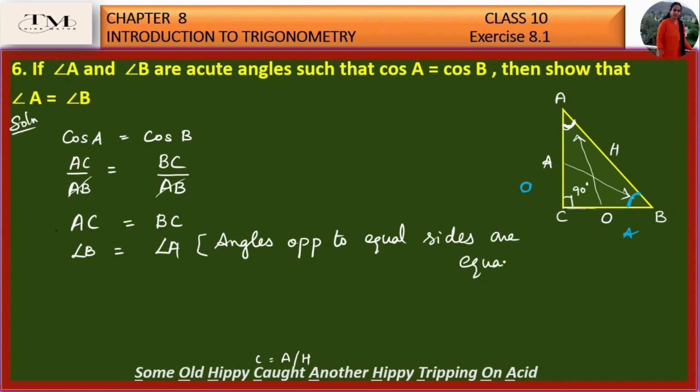This relation you studied in the 9th standard, which we are using now: angles opposite to equal sides are equal. So then we get angle B is equal to angle A, which is what we had to prove. So we have proved it. Okay children, I hope you can understand this.